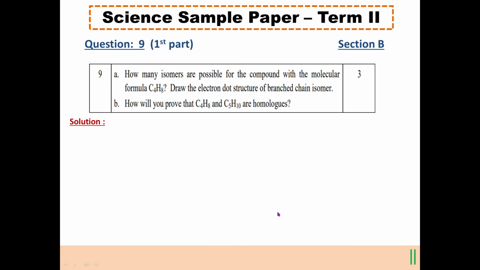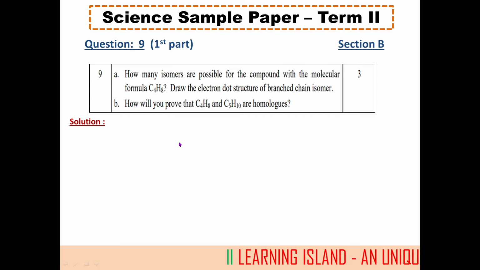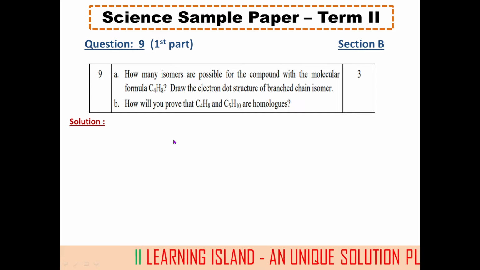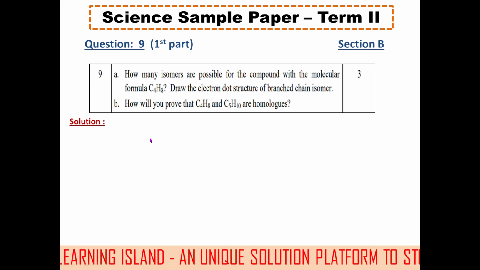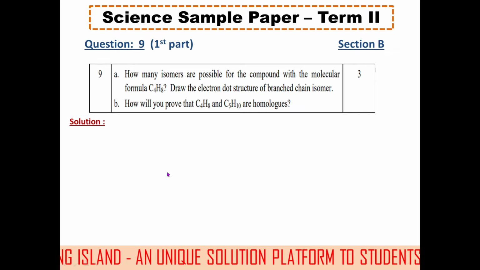Now go to question number 9. This is the first part. How many isomers are possible for the compound with the molecular formula? So what is an isomer? Isomers have the same properties but the structure is different. So this is called an isomer.